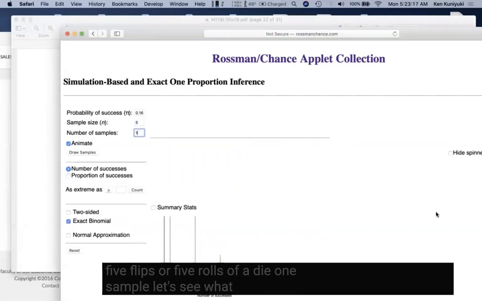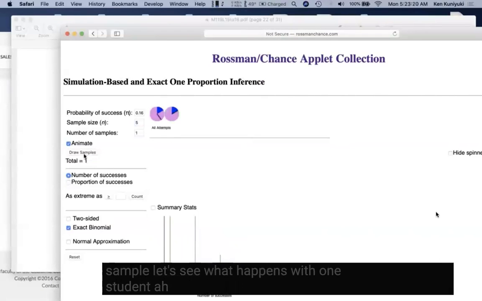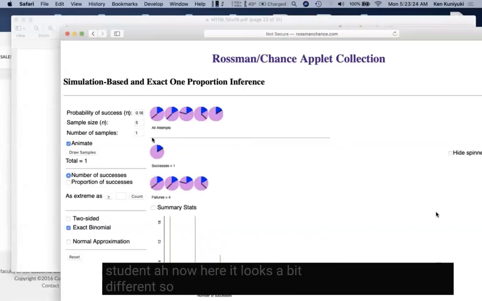One sample. Let's see what happens with one student. Now here it looks a bit different. So basically, it's like a student rolling the die 5 times, or rolling 5 dice, or flipping a biased coin 5 times. So each of these wheels here corresponds to a die roll or coin flip. Now, 1/6 is the proportion of each disc that's blue. That corresponds to a success. So if this spinner lands in the blue wedge, that counts as a success.